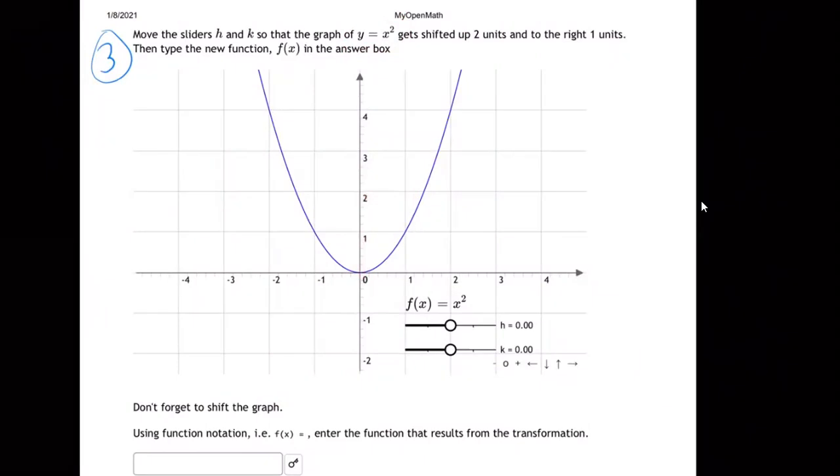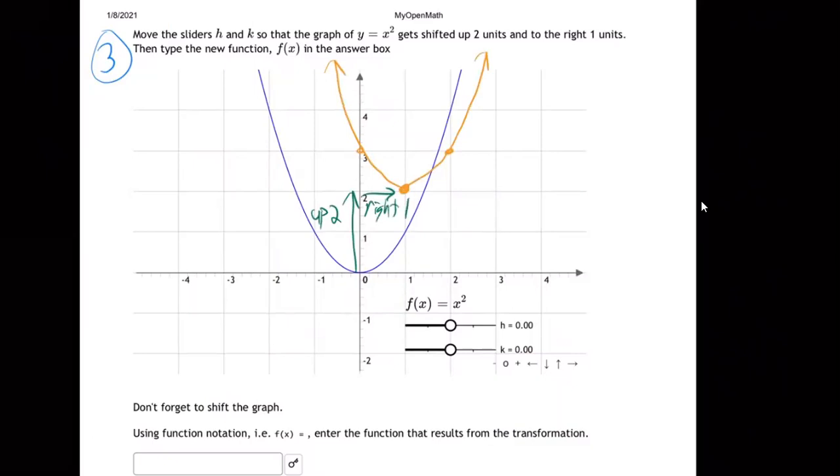We want to make the graph, let me see, come right over here. So I'll do my best to make it a little U shape. There we go. So we want to move it up here. Let me use a different color. I want to move it up 2 and right 1.